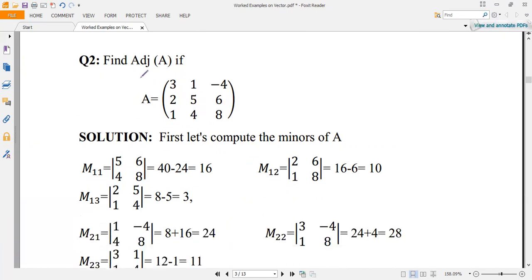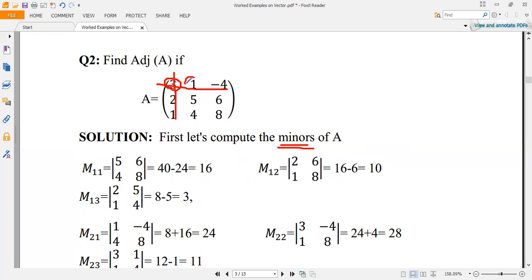To find the adjoint of a matrix, first we compute the minor of each element in the matrix. The minor of any element is obtained by removing the column and the row that contains the element. For instance, the minor of 3 is the determinant of 5, 4, 6, 8. The minor M11, which is the first element, is 5, 4, 6, 8, which is 40 minus 24, which is 16.